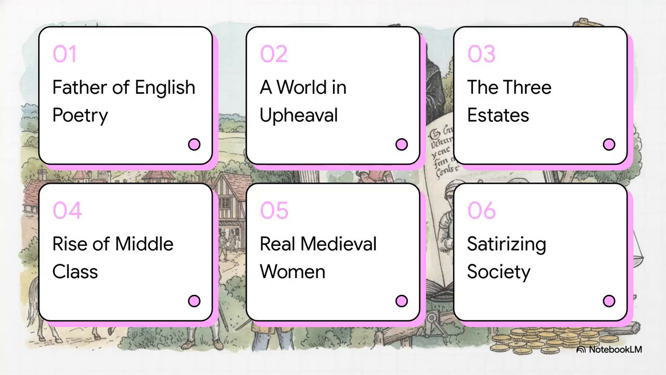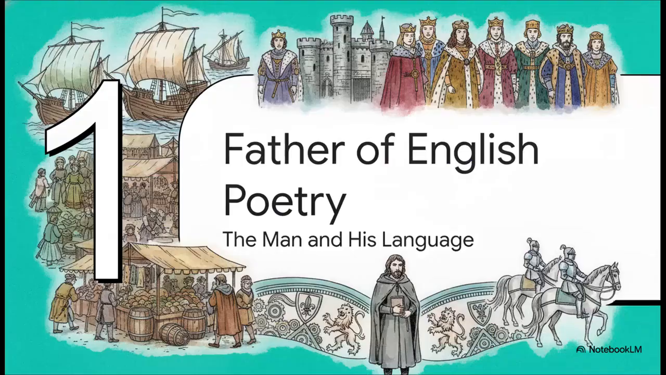Here is our roadmap for today. 1. Father of English poetry. 2. A world in upheaval. 3. The Three Estates. 4. Rise of the middle class. 5. Real medieval women. And 6. Satirizing society.